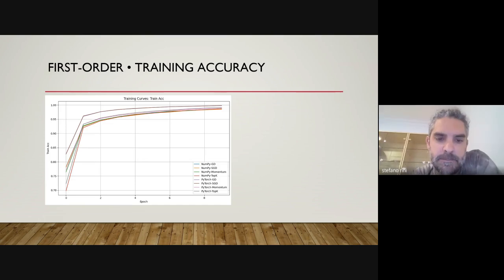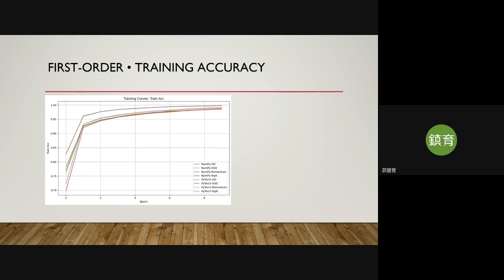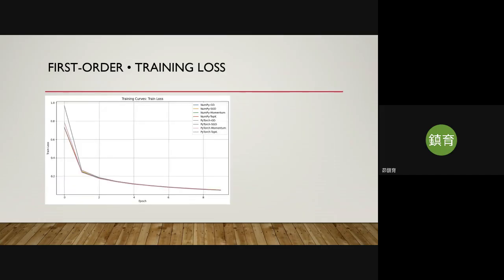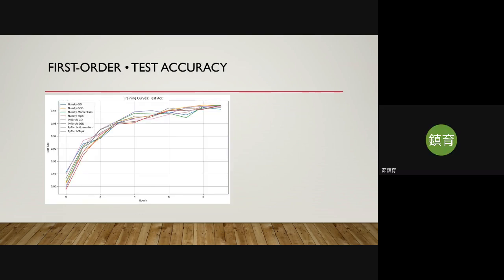Very nice. Basically, Top K performed the worst at first, but the performance is very similar to one another after several epochs. And the next one, we have the training loss of our first order optimizer. Same here, Top K has the highest loss at first, but then their performance is quite similar. And then, what is the loss here?